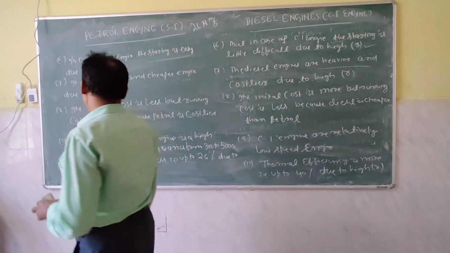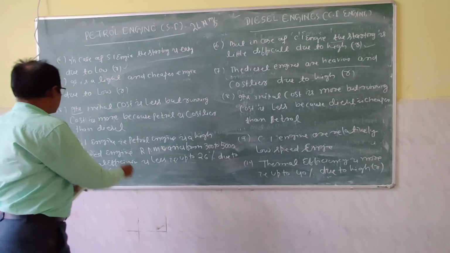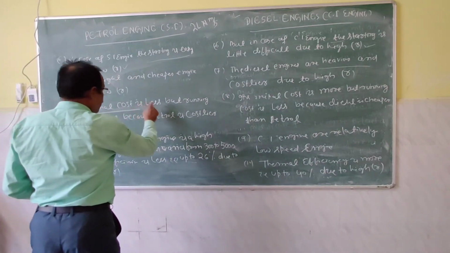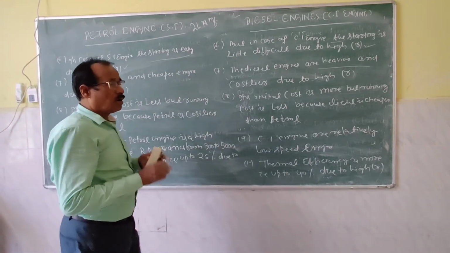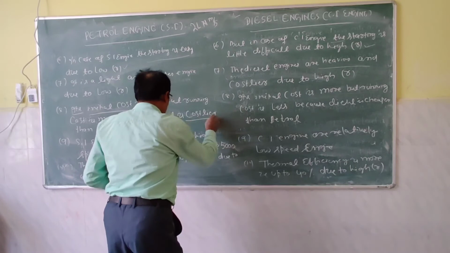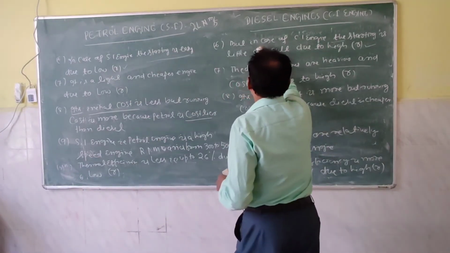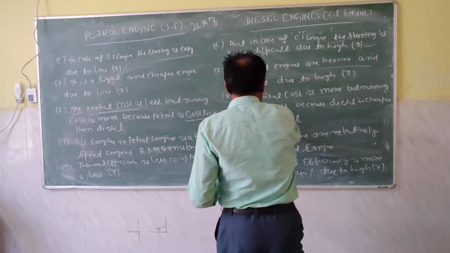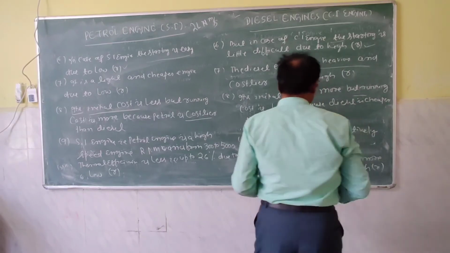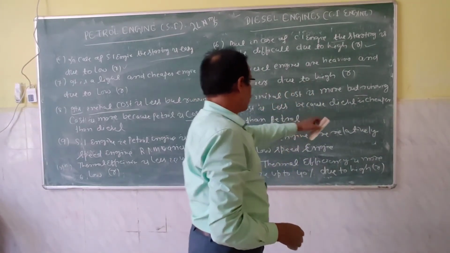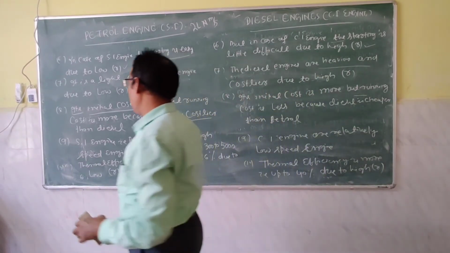Next point. In case of petrol engine or SI engines, its initial cost is less, but running cost is more because petrol is costlier than diesel oil. But in case of diesel engine or CI engine, its initial cost is more, but running cost is less because diesel is cheaper than petrol. Next point.